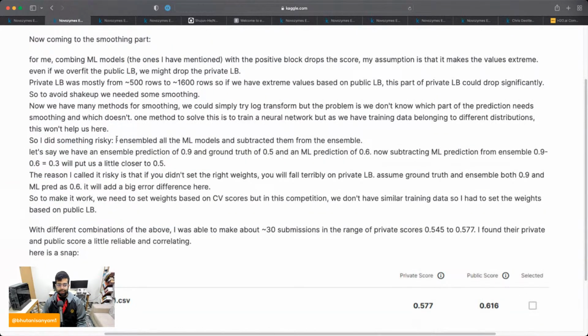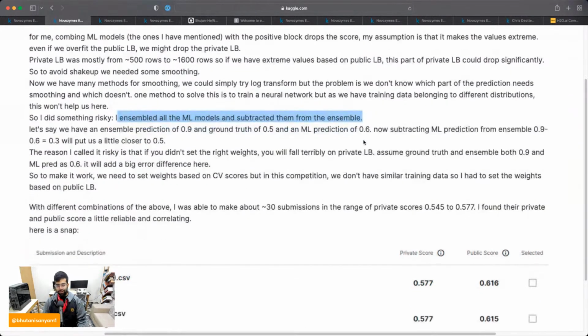So he did something risky, which obviously paid off. He ensembled all ML models and subtracted them from an ensemble. And then he shared how he had done this.